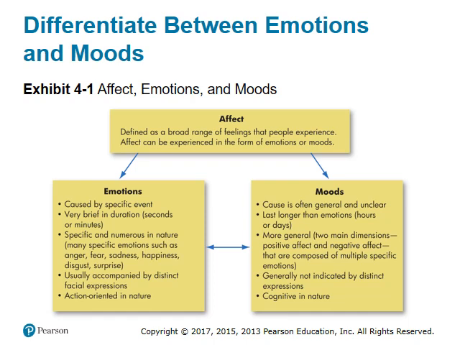Exhibit 4-1 summarizes what we just said on the previous slide. It's important to note that affect can be experienced in the form of moods or emotions. Also, emotions are more action-oriented, meaning we tend to act out when we experience them in some form. Some examples of different emotions are anger, fear, sadness, happiness, disgust, surprise. Moods are more two-dimensional. They are either positive or negative in effect, and they're composed of multiple specific emotions.